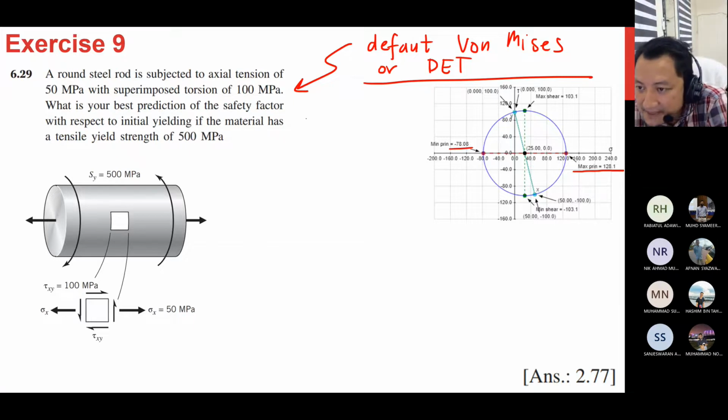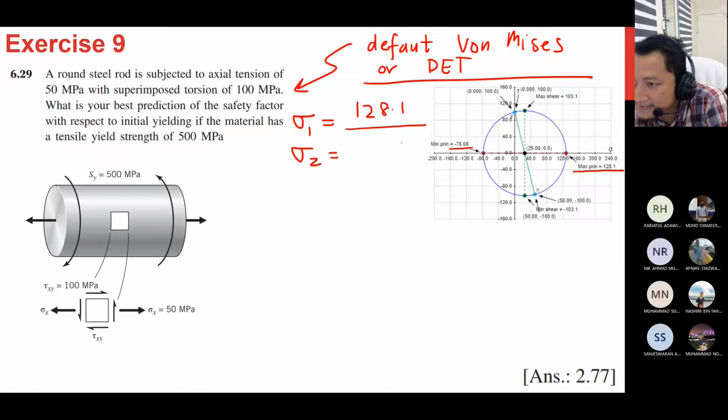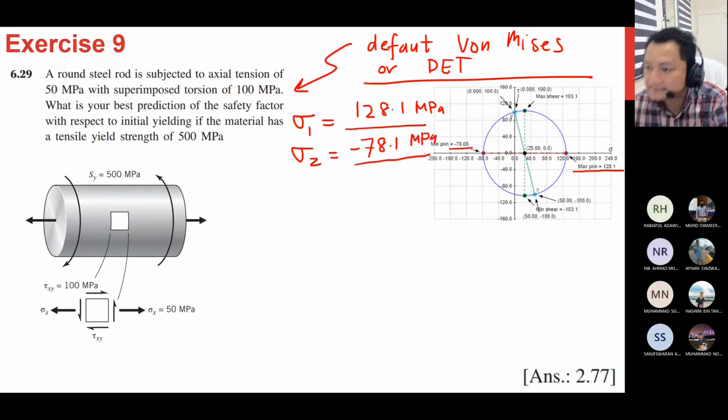So, let's list down. What is the maximum principal stress, sigma 1? What is the minimum principal stress, sigma 2? 128.1 megapascal. Negative 78.1 megapascal. Once we get the principal stress, life is easy. We just use the formula, the distortion energy theorem.